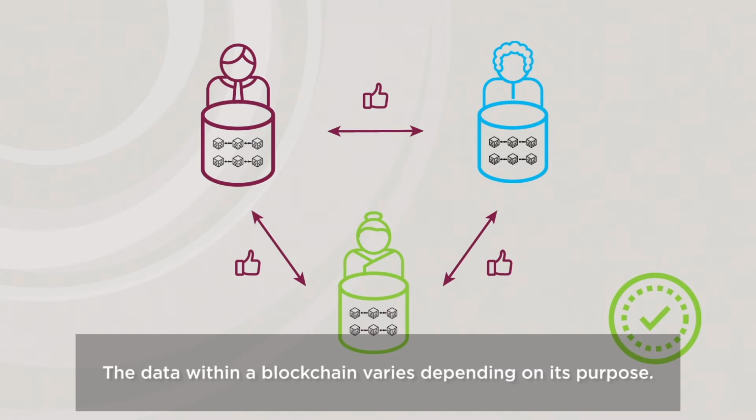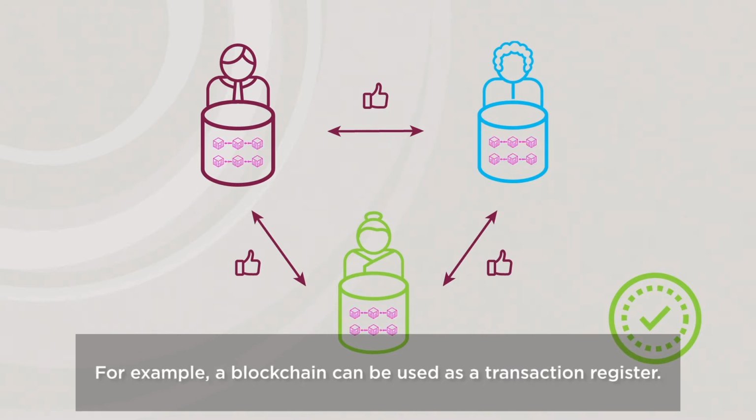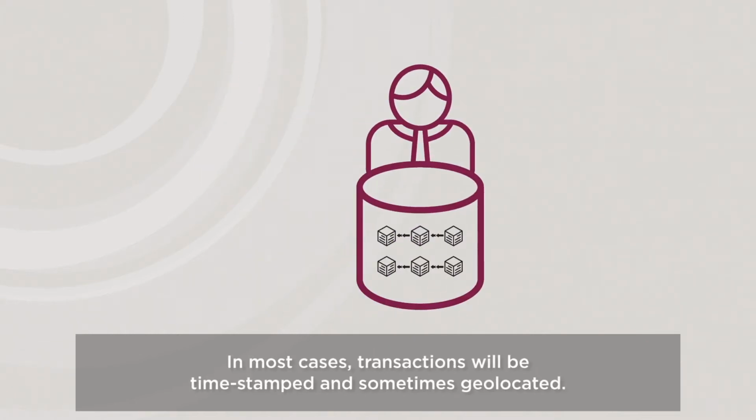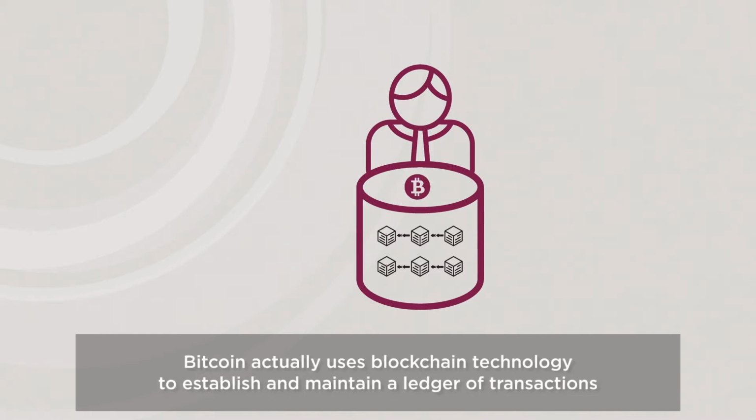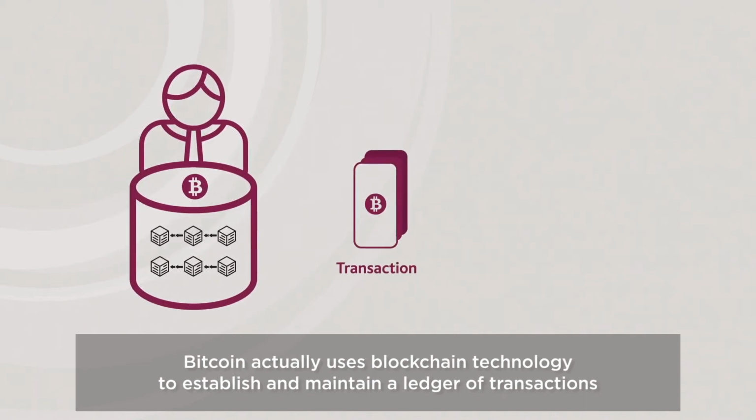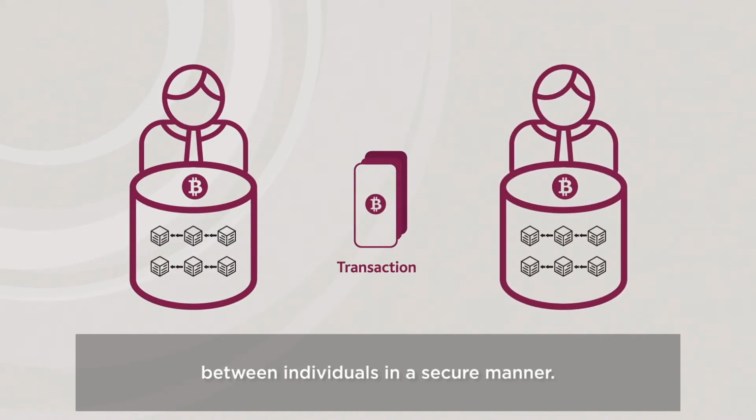The data within a blockchain varies depending on its purpose. For example, a blockchain can be used as a transaction register. In most cases, transactions will be timestamped and sometimes geolocated. Bitcoin actually uses blockchain technology to establish and maintain a ledger of transactions between individuals in a secure manner.